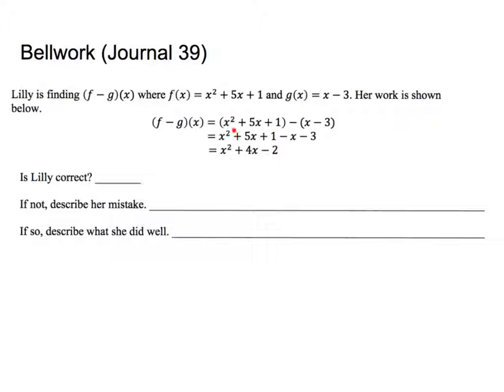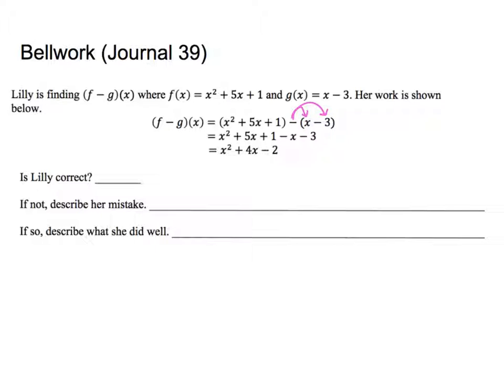and see if she made any mistakes. So looking at the first line here, I can see that she wrote in f and she wrote in g, and I like that she wrote in parentheses because we're subtracting. So whenever you're subtracting, it's really important that whatever you're subtracting with, which in this case is the g, needs to have parentheses, okay? So why does that need to have parentheses? Well, because you need to distribute this negative to both terms. So let's see in the next line if Lily did that.